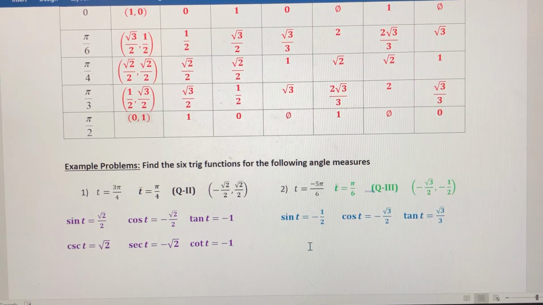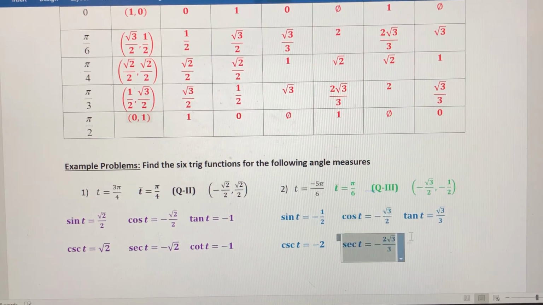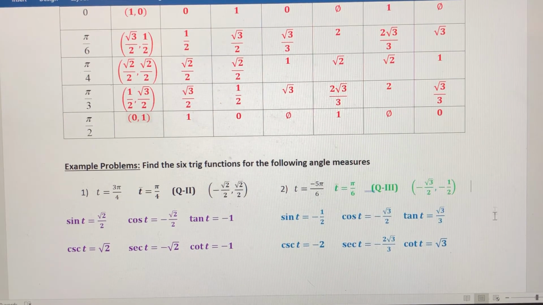And then once I clear everything up, it's going to be radical 3 over 3. Okay? Cosecant is going to be the reciprocal of sine here, negative 2. Secant, we're going to flip this again. It's 1 over x, so we're going to flip that and simplify. So I get negative 2 radical 3 over 3. And then cotangent is going to be the reciprocal of tangent, or x divided by y, which just gives me radical 3, okay? So that's the 6 trig functions for the real number, negative 5 pi over 6. Okay, let's do a couple more.